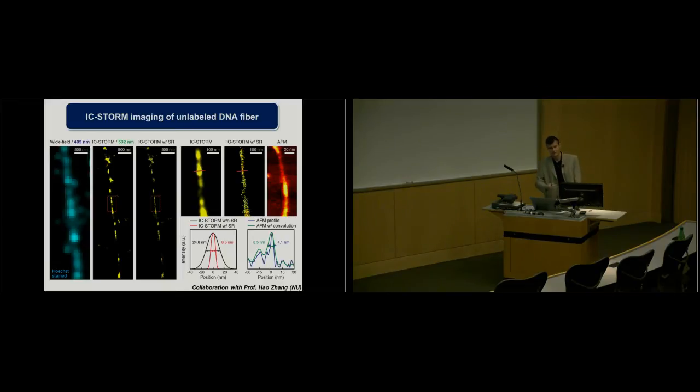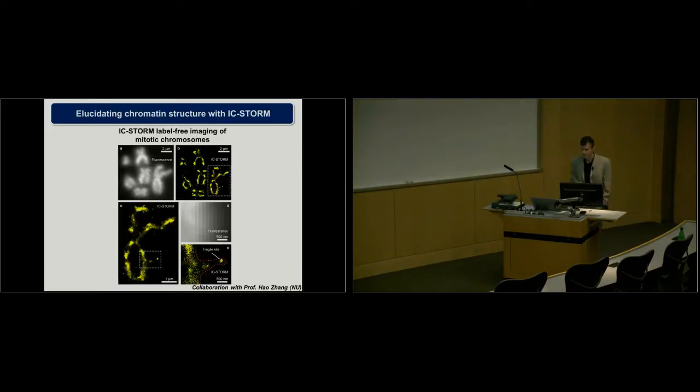In order to validate this resolution, we couldn't really use conventional STORM because it couldn't even get to that kind of resolution. So we had to use AFM to confirm 6-nanometer resolution. Another example of IsoStorm, in this case, is the label-free imaging of mitotic chromosomes.